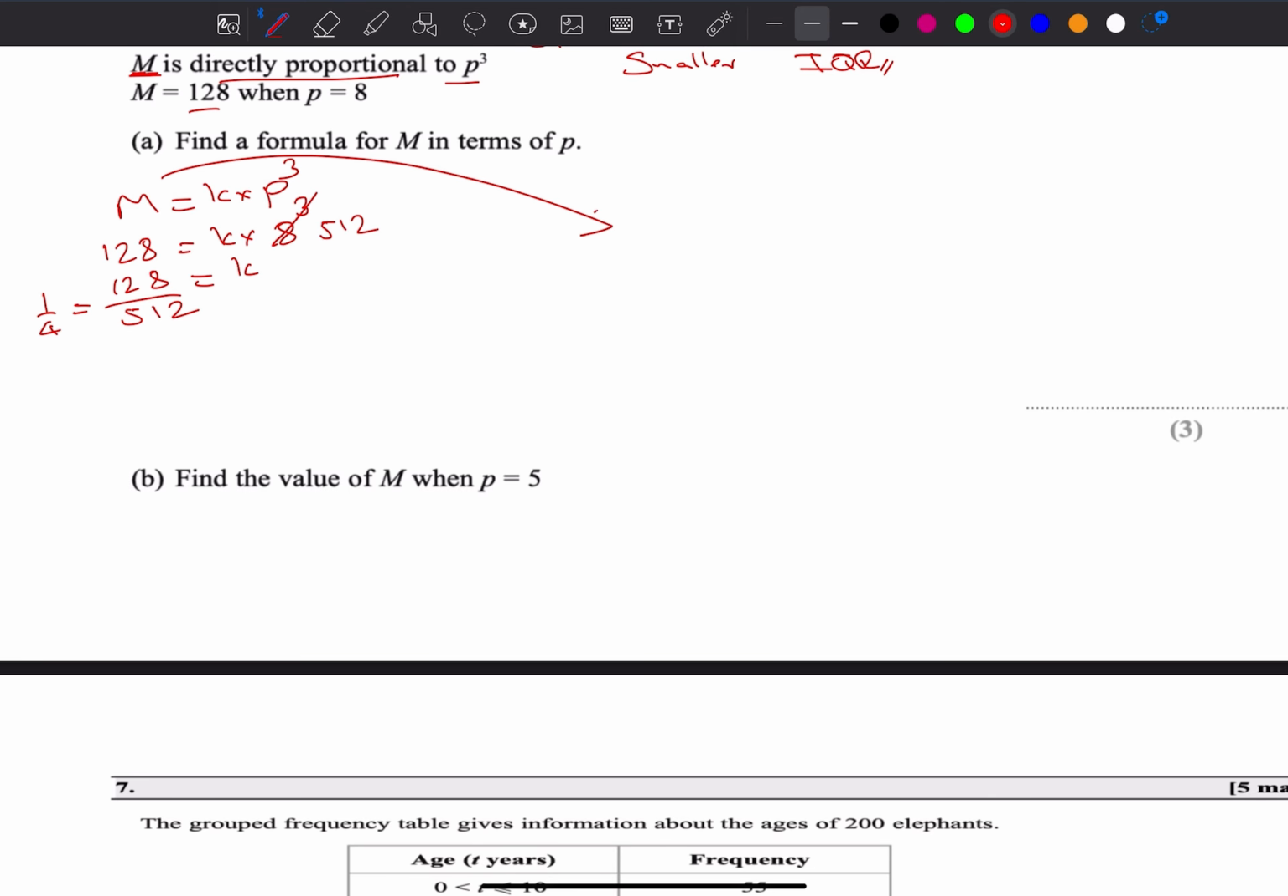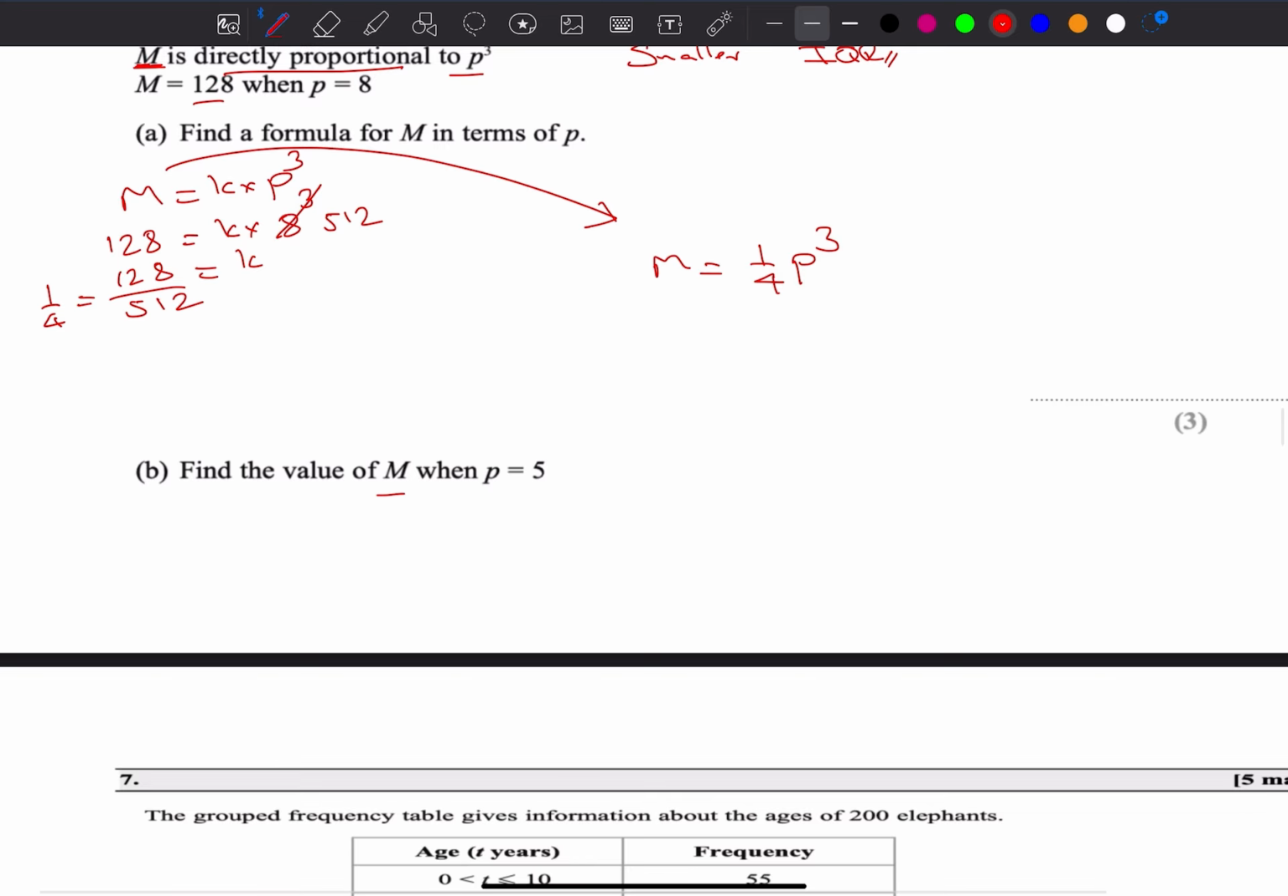Rewrite this equation because they want the formula. M equals K, which is 1 over 4, times P cubed. You don't need to put the times there. Work out the value of M when P is 5. The equation is done. M is 1 over 4 times 5 cubed, which is 125. You multiply the top numbers. M is 125 over 4.